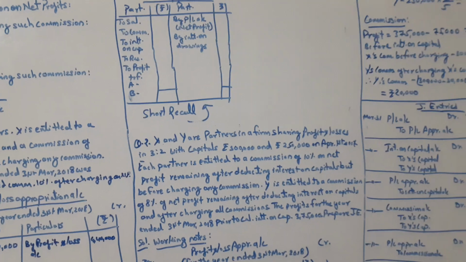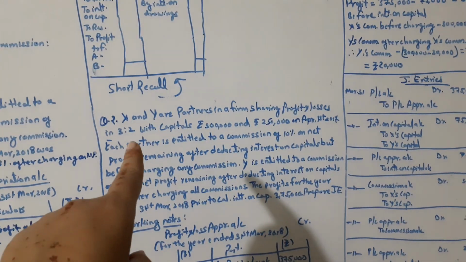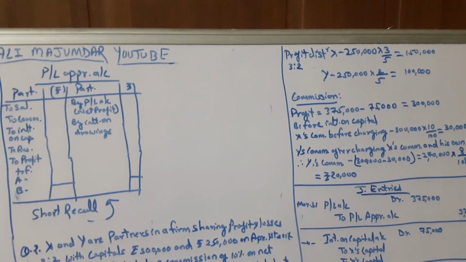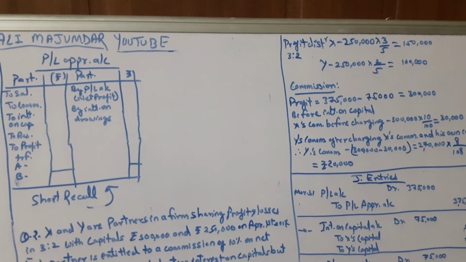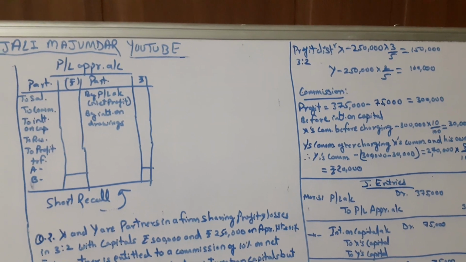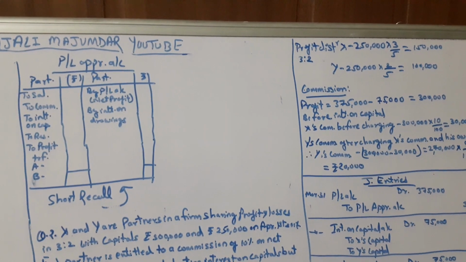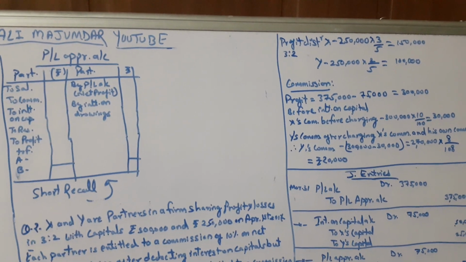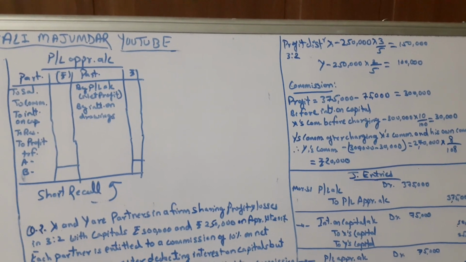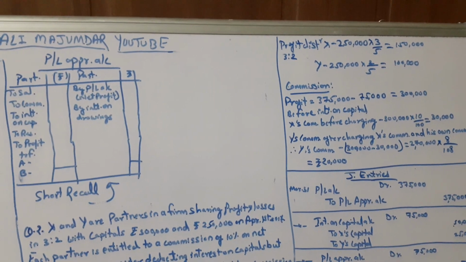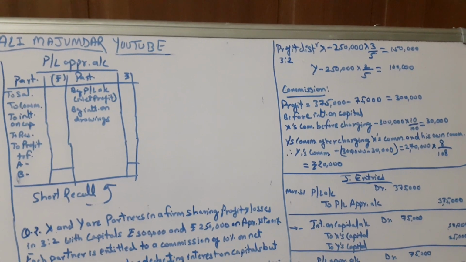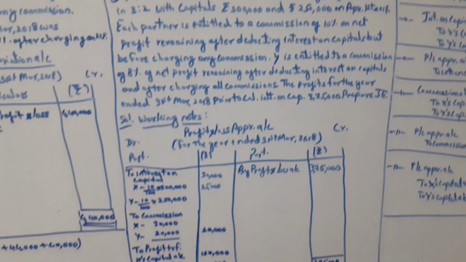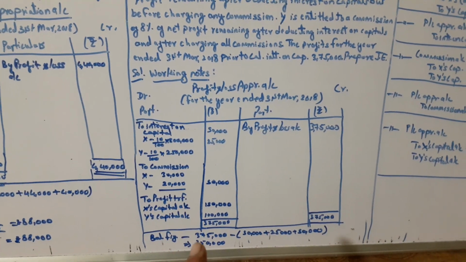So here, for the profit distribution, you will see the ratio in the question is 3:2. So how to distribute the profit? Look here. X is 2,50,000 into 3 upon 5. In the numerator you write the share of X, and the denominator is the total of both shares, like 3 plus 2 is 5. And for Y, 2,50,000 into Y's share, which is 2 upon 5, that is 3 plus 2. In this way you get X's share which is 1,50,000, and Y's share which is 1 lakh. So this way the profit and loss appropriation account is completed.